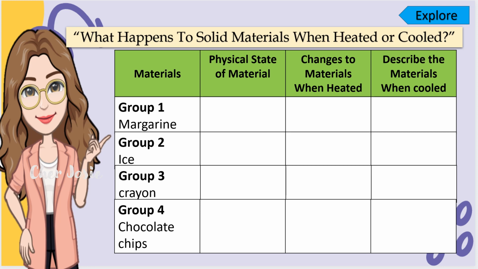You also use a metal spoon, candle, and matchstick. While doing this activity, please observe the physical state of the material before you heat it. Then write down the changes to the materials when it was heated. And lastly, describe the materials when cooled. For group 2, you just observe what will happen to the ice cubes. Are you ready? You may begin.